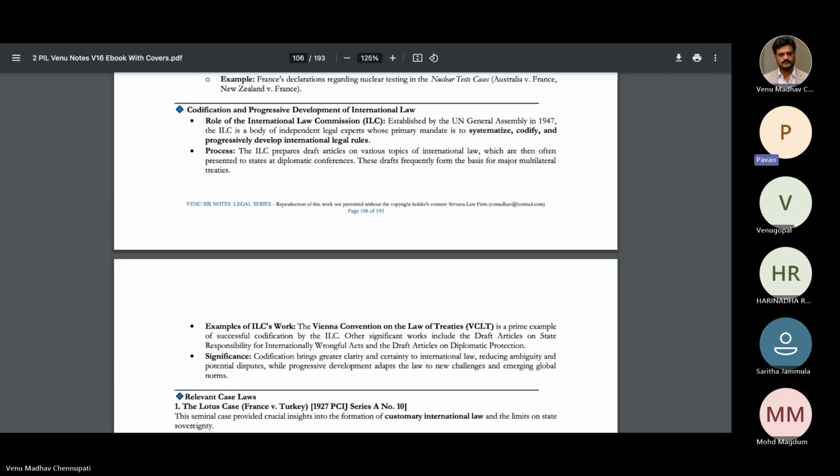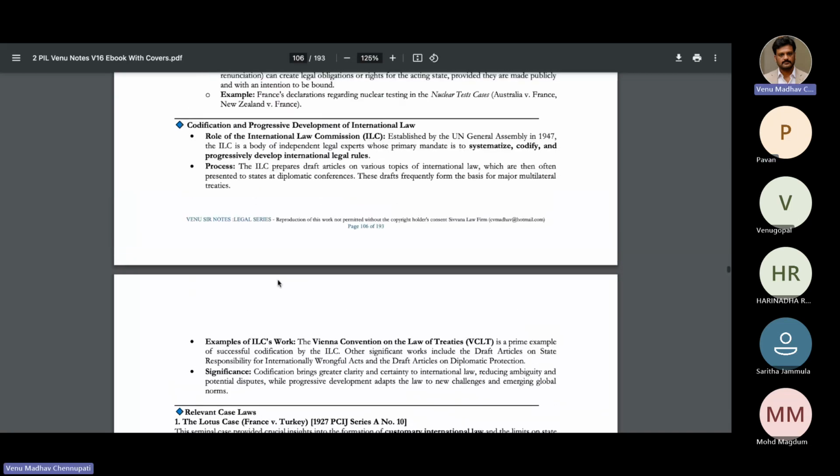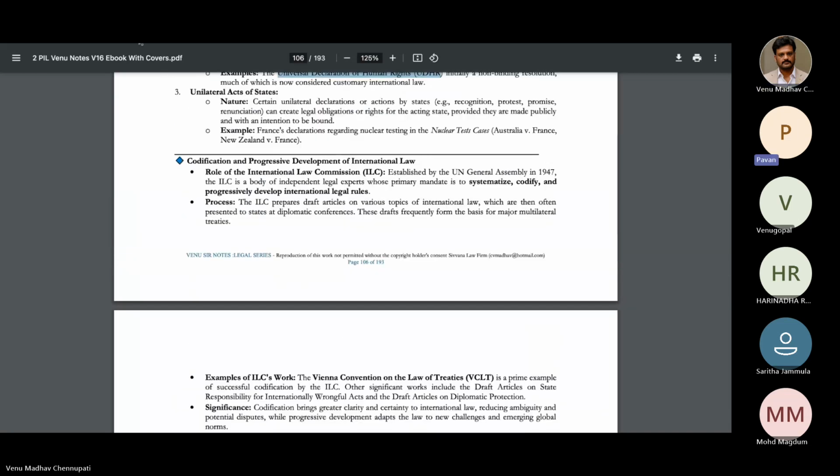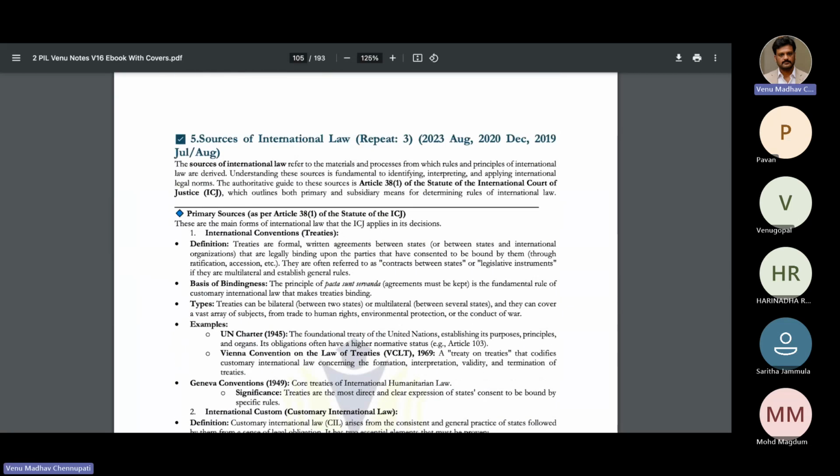Before moving into relevant case laws, is there anything that needs to be discussed here? It is a little bit tricky one. Sir, basically what we have to remember is they're asking for the sources of international law. Whatever the source of international law is, the one who actually keeps tab on it is basically the International Court of Justice.